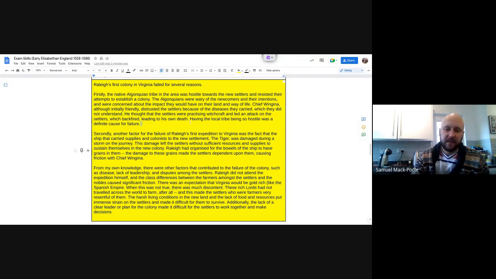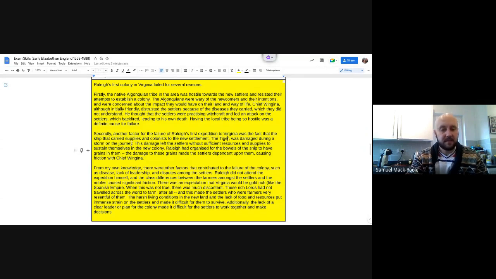So it's a nice look. What ChatGPT has done there is come back and it's focused. It's focused on the answers. That's really good. Secondly, another factor for the failure of Raleigh's first expedition to Virginia was the fact the ship carried supplies and colonies to the new settlements. The Tiger. So look, we've got some detail there. Right. Okay. The Tiger, which is the name of the ship, was damaged during a storm on the journey.